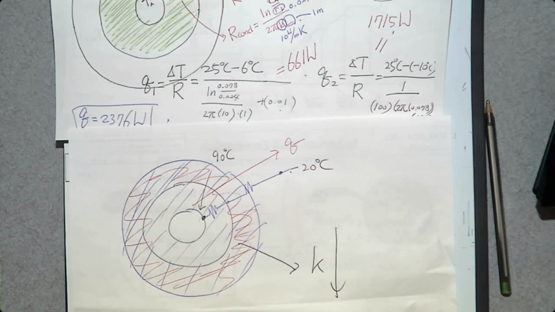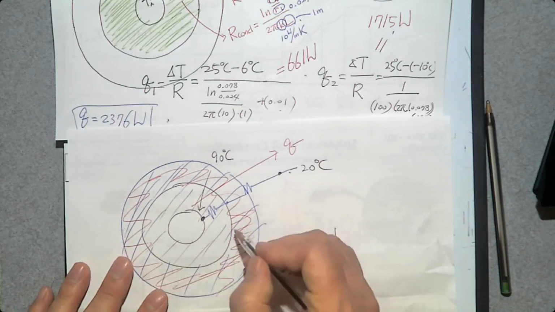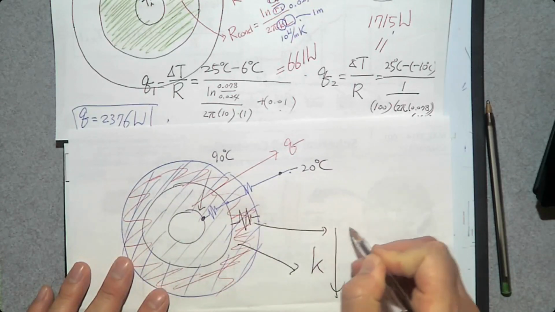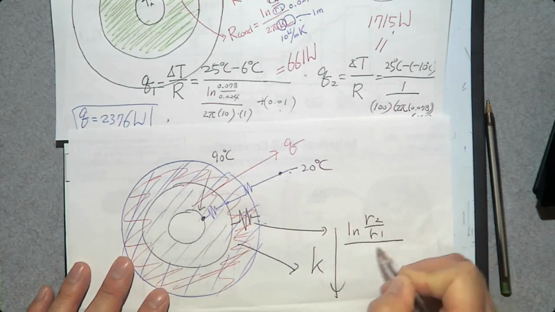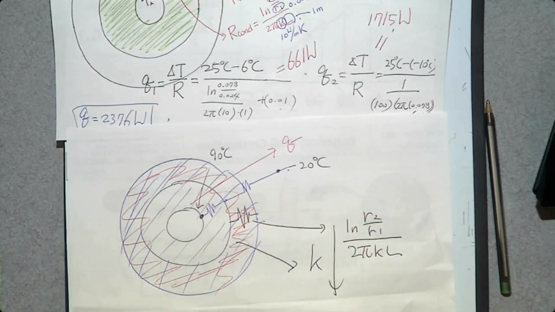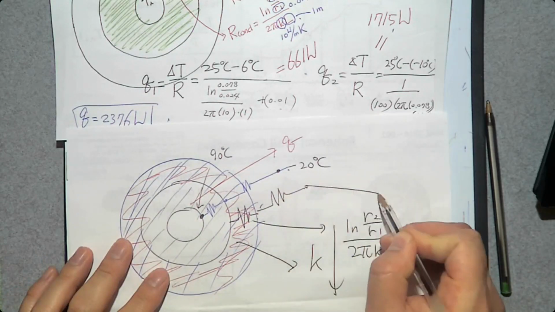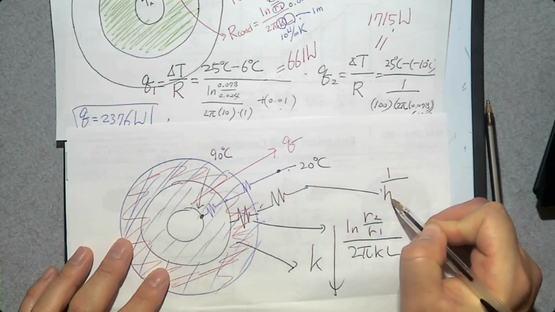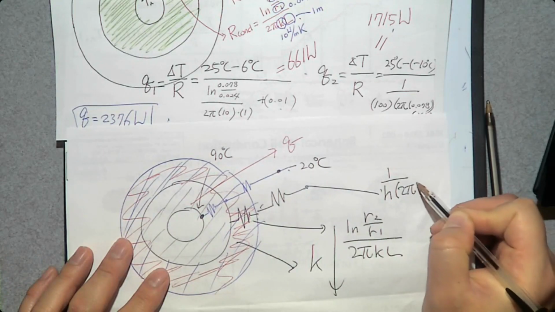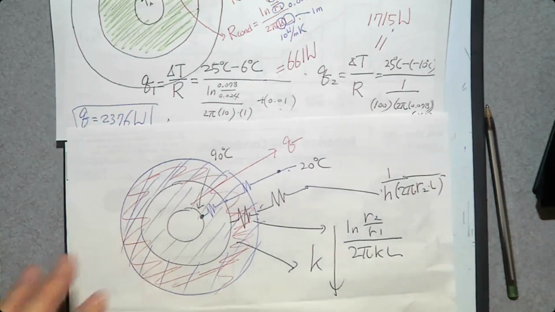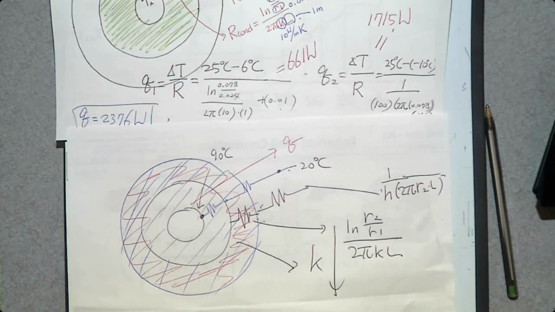What is the resistance outside? Resistance through this insulation can be determined by what? Natural log R2 over R1, over 2 pi K L, right? Then what about here outside? Is there nothing? There's a convection resistance. What is convection resistance? 1 over hA. A is going to be 2 pi R2 times L. So if you add the insulation, you will create this one. So that increases conduction resistance.